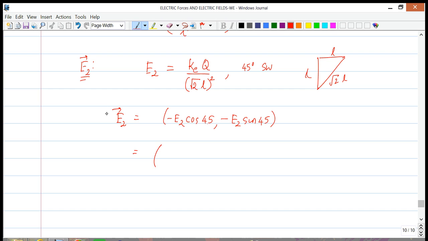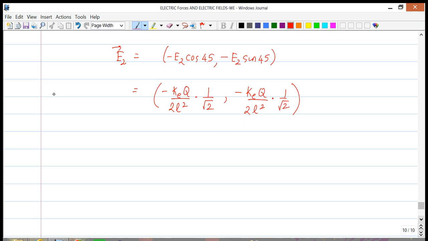Alright, let's plug in all the values. This is going to be equal to Keq over 2L square times cosine 45, which is 1 over square root 2, with a minus sign, comma minus Keq over 2L square times 1 over square root 2. Great, we have E2. Let us now figure out E3. E3 again has magnitude of Keq over L square, and it is pointing straight up. So my components of E3 are going to be 0, comma Keq over L square.